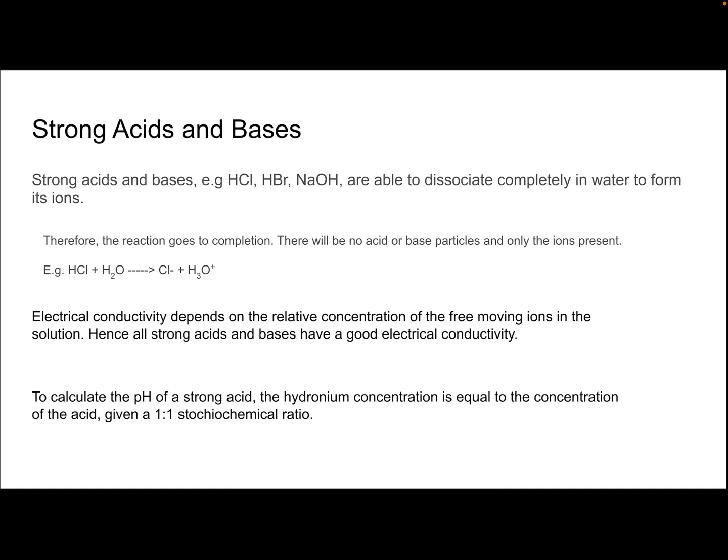Then you can use pH equals negative log of hydronium concentration in order to find the pH. For strong bases, you can use a similar idea to calculate the concentration of OH- ions in the solution, because if we have NaOH, 1 mole of NaOH is going to form 1 mole of OH- ions and Na+ ions. Therefore, we can find our OH- concentration, find our pOH, and then use that to find our pH.